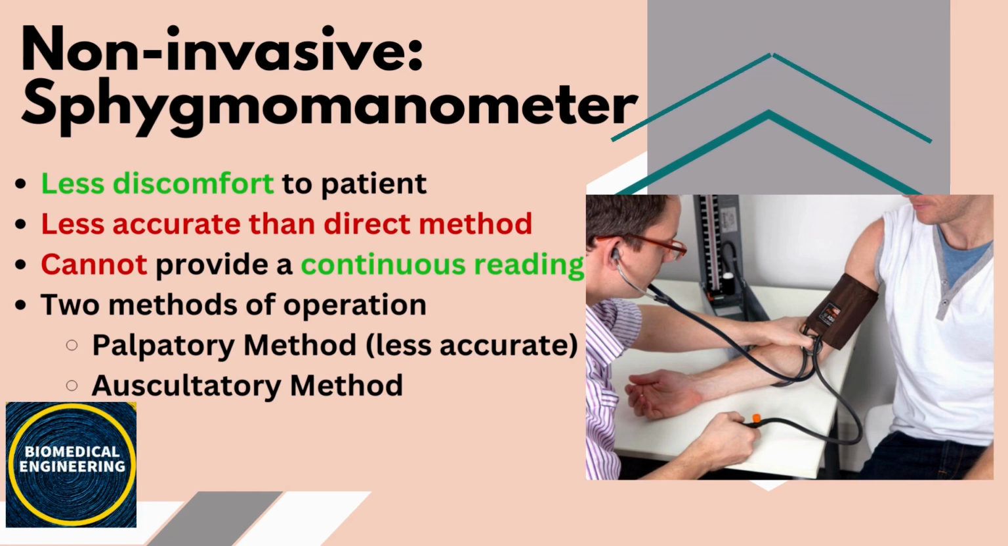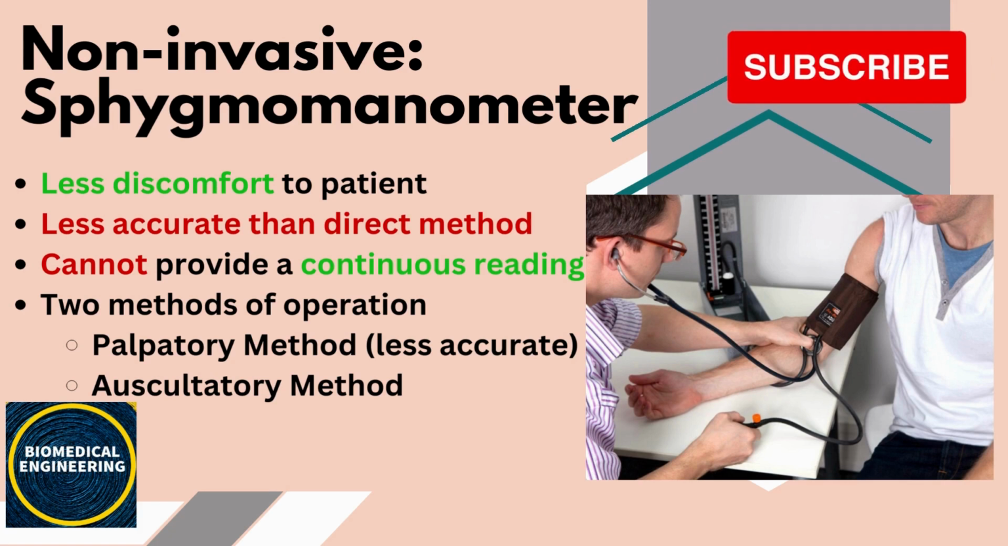Disadvantages. One of the main disadvantages of using a sphygmomanometer is that it can be affected by user error. If the cuff is not placed correctly or if the healthcare professional does not listen carefully, the results may not be accurate. Additionally, it is not suitable for critical care settings where constant monitoring is required.